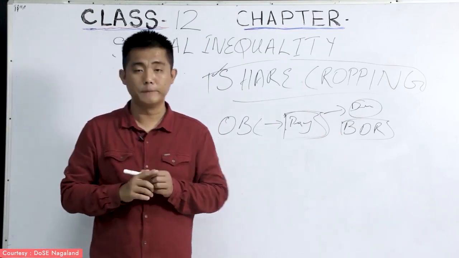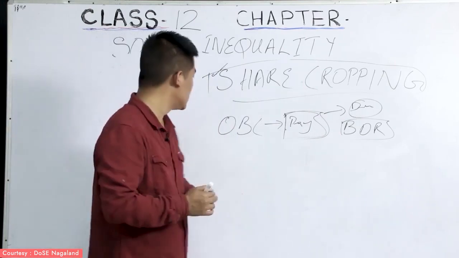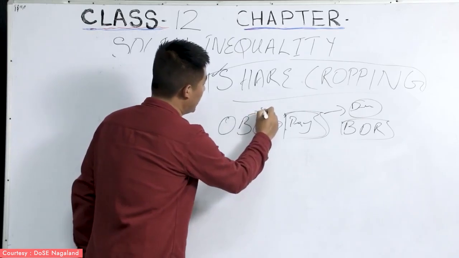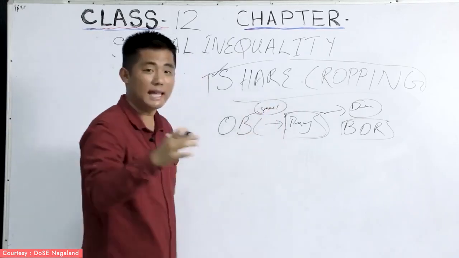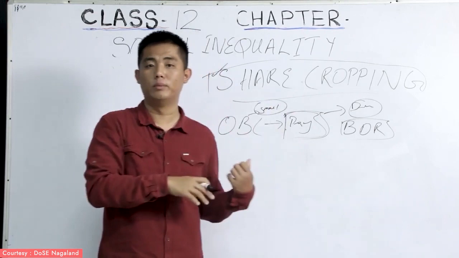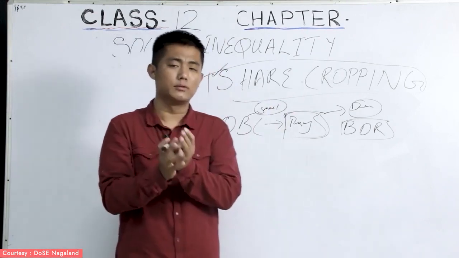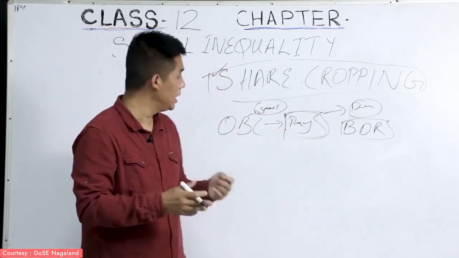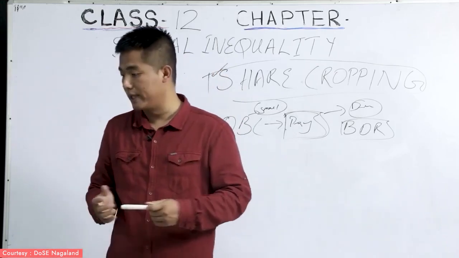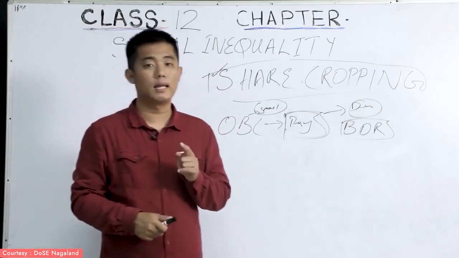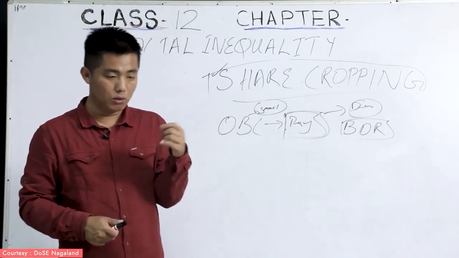Now, what was the problem here? Sometimes, some of the OBCs had a small plot of land of their own. Now, they will also take away the land which belongs to the OBCs. And so, because of this, there were lots of problems relating to this sharecropping.